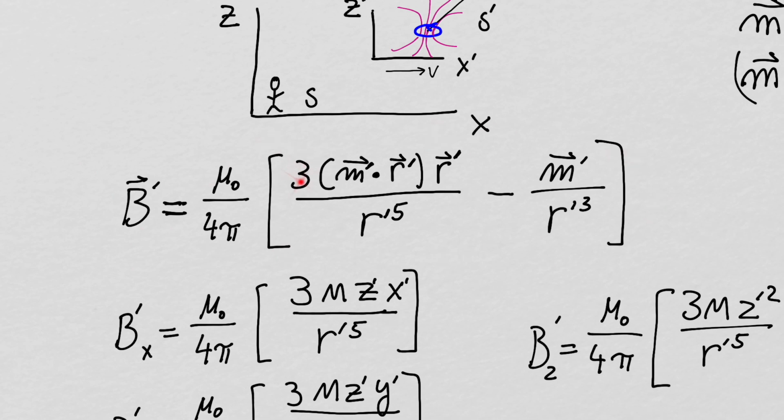We have 3 times the magnetic moment dotted into the field vector times the field vector over the distance to the field point to the 5th power, and this term likewise. But now we have basically the same formula with a gamma here and here. So the magnetic moment seems to be factored by gamma. And then we have some intricate stuff down below.